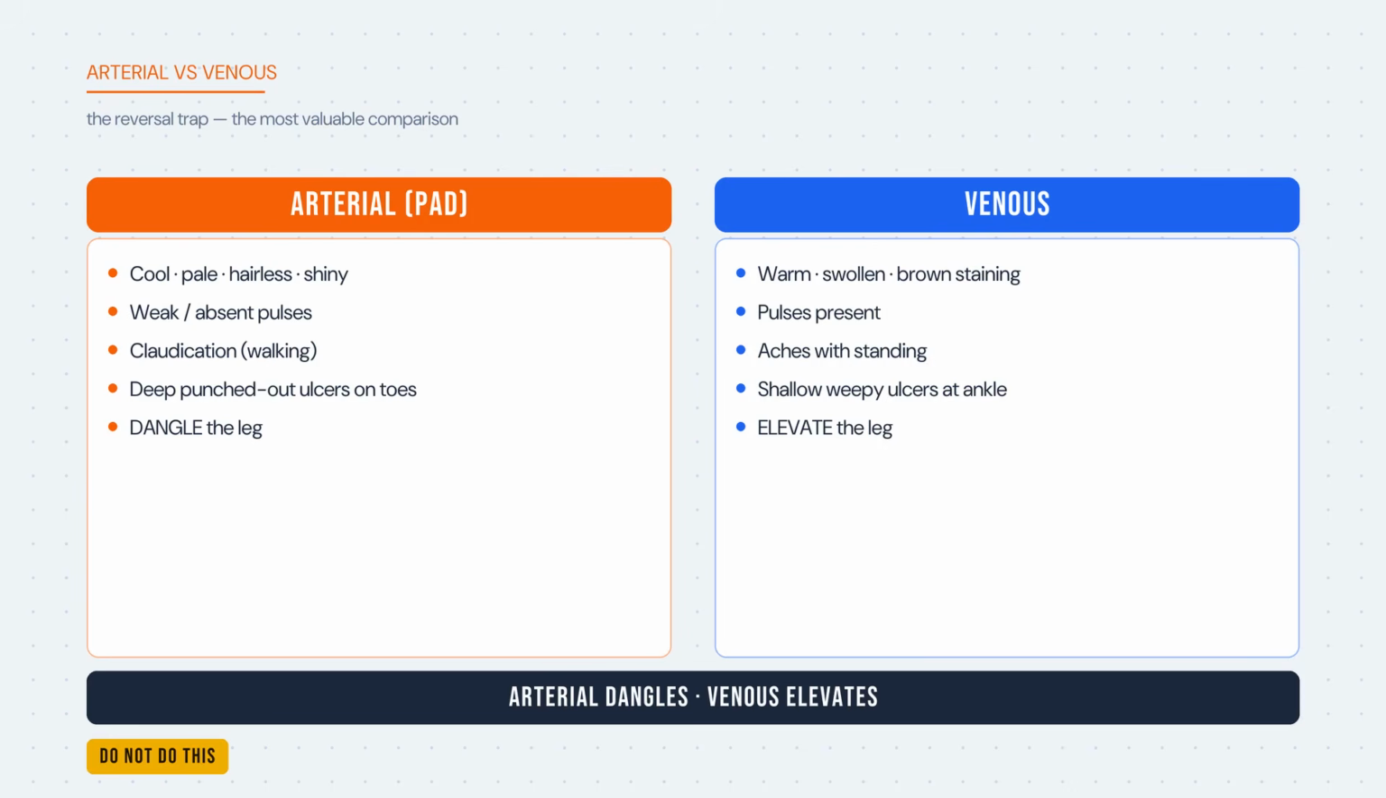Venous insufficiency is the opposite. Blood cannot get back up out of the leg, so the leg is congested. Warm, swollen, brownish discoloration, pulses present. The ache worsens with standing and improves with elevation. Ulcers are shallow and weepy around the inner ankle. These patients elevate and wear compression. Arterial dangles, venous elevates. Get those backwards and you make the patient worse.